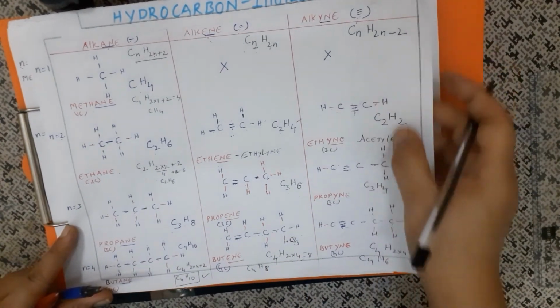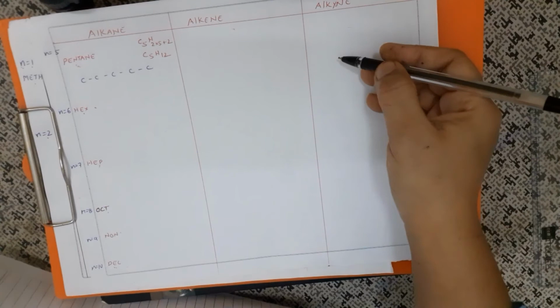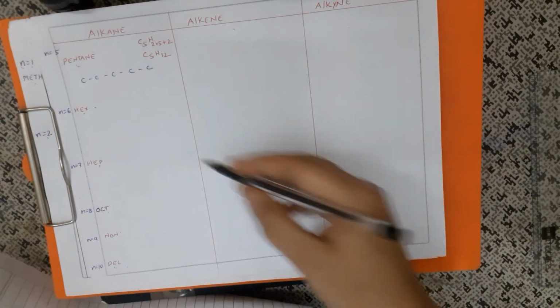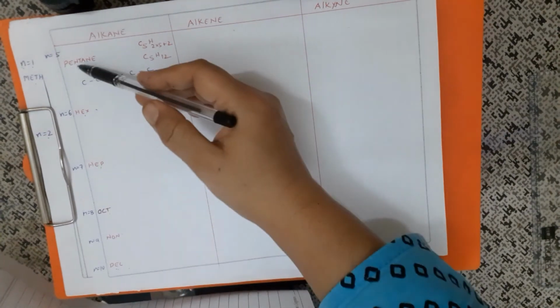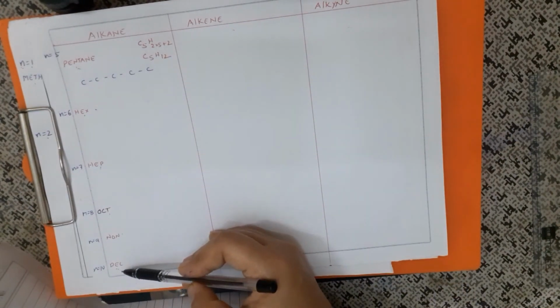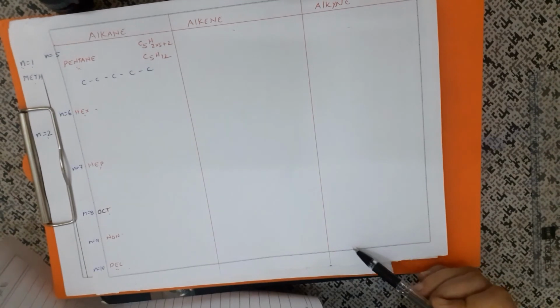In the same manner, you can also derive the formulas and the structures of the rest of the hydrocarbons, from pent- till dec-. Okay, children, so this also you try to draw the structures.